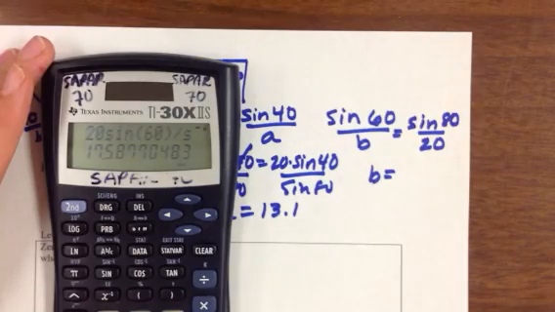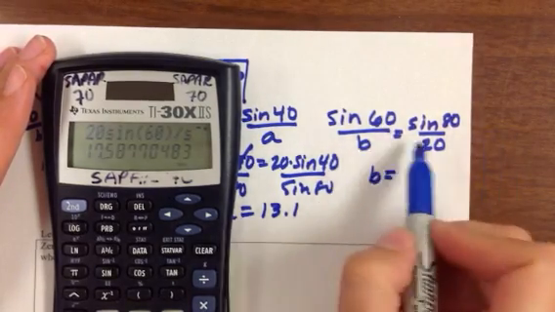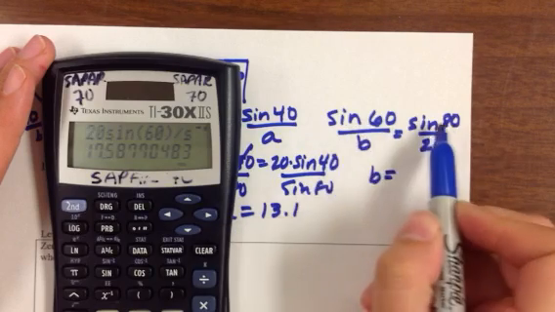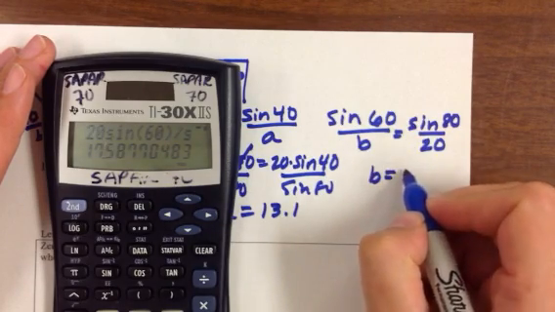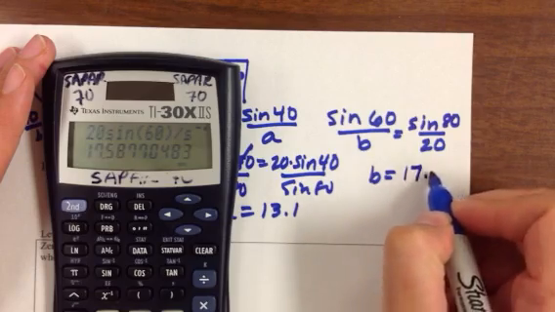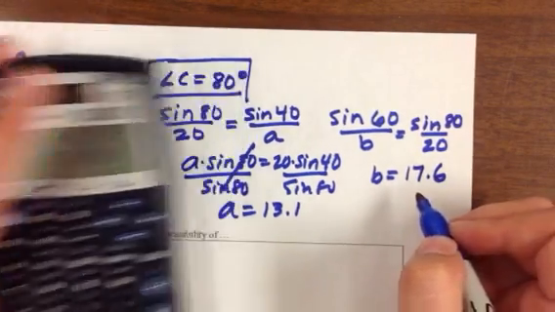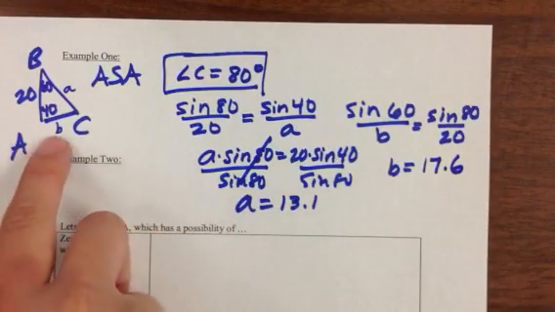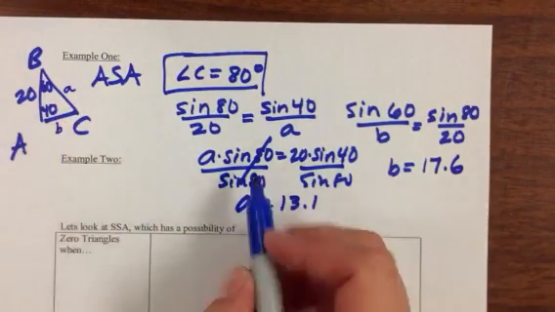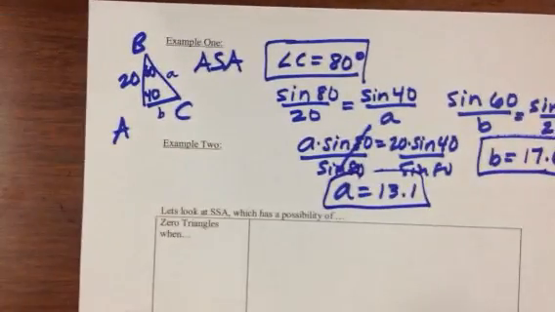So it looks like the video just cut out, but just to finish solving for b, we would take 20 times the sine of 60, divide that by the sine of 80, and that will give me b. So b, if I round to the nearest tenth, is 17.6 as my side length. So since I found all the missing parts, I found b, I found a, and I found angle c, I have solved that triangle.